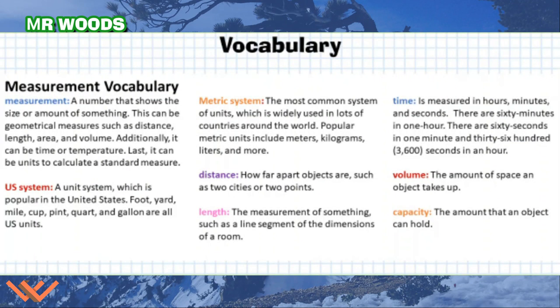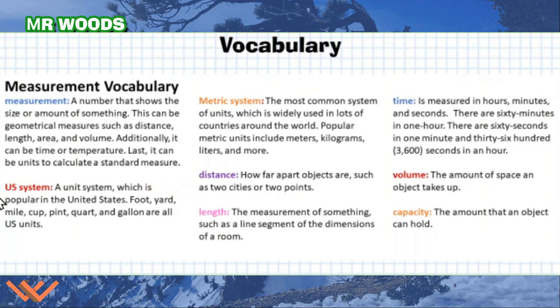So measurement vocabulary. Measurement: a number that shows the size or amount of something. This can be geometrical measures such as distance, length, area, and volume. Additionally, it can be time or temperature. Last, it can be units to calculate a standard measure here.